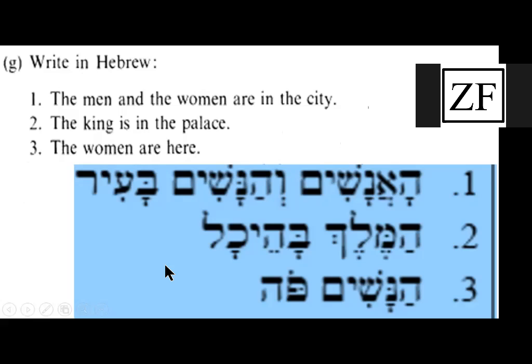Okay. I've also got them up there a little blurry, but a little bit bigger to see what those were like. Okay. Ha-anashim, that's the men, and the women, ha-nashim. Ha'arim, Ba'ir, sorry, are in the city. Okay. Ha-melech, melech is king, ha is the, so ha-melech. Ba-hekal, so this is in the palace.